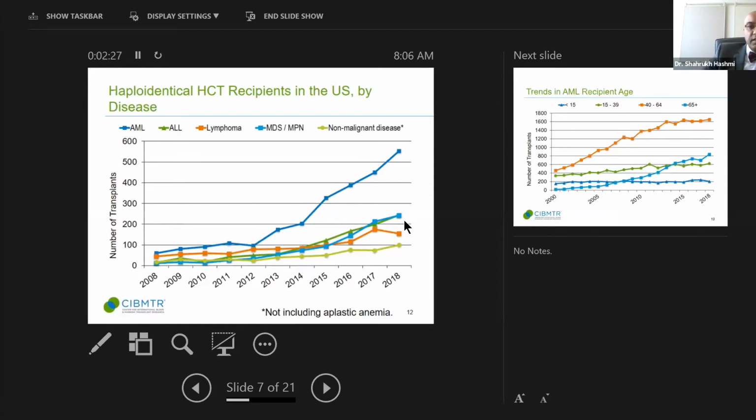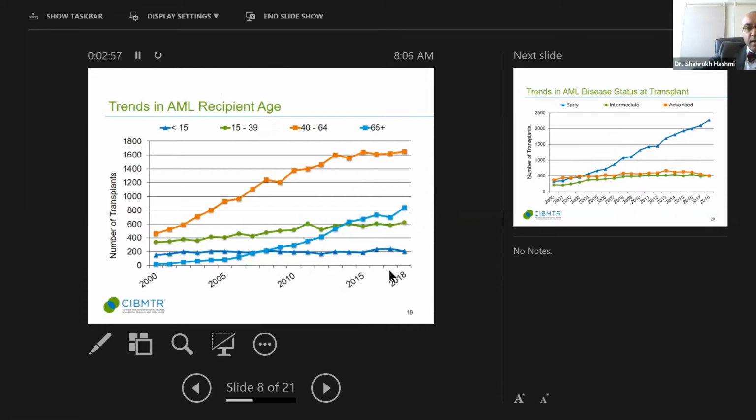This is by disease, and as you can see, the greatest increase in transplant activity has been AML. That's the topic given to me, and other diseases are increasing as well. In fact, some of them may not be increasing. Lymphomas are going down in 2020 because of CAR T cells, but AML continues to significantly increase, in fact, for the haploidentical transplants in the United States.